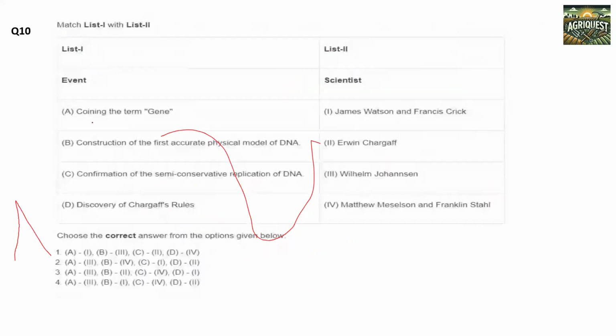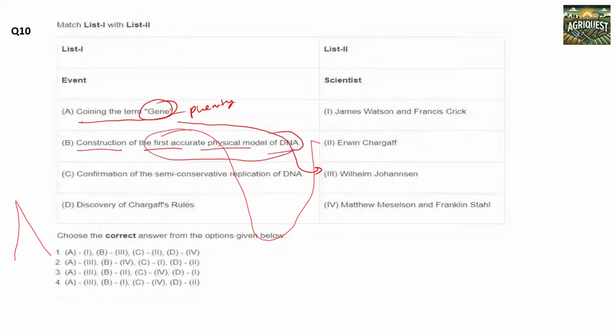Question number 10. The term genotype and phenotype was given by Johannsen. And construction of the first accurate physical model of DNA: you know that the DNA model was given by Watson and Crick. So A is the third option. Among these three, construction of the first accurate physical model of DNA means Watson and Crick, so B is equal to 1. So the fourth option is correct. A is 3 and B is 1.